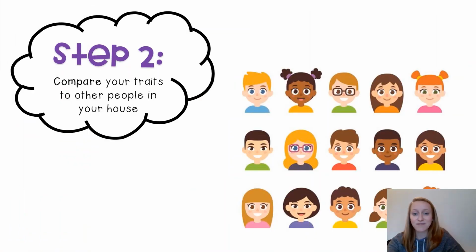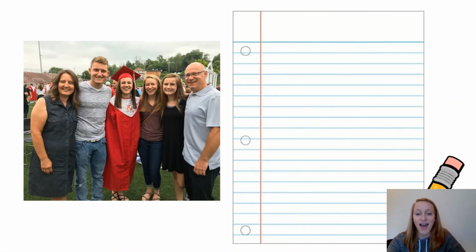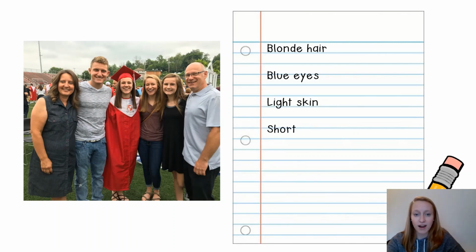Now it's time for step 2. Compare your traits to other people in your house. Don't forget to bring your list with you to help. I have my list of traits right here with me so that I'm ready to compare. I also have a new picture of my whole family this time, from a time when my sister graduated from high school. We're going to compare my traits not just with my parents, but with my whole family this time to see what traits we have that are the same and what traits are different.